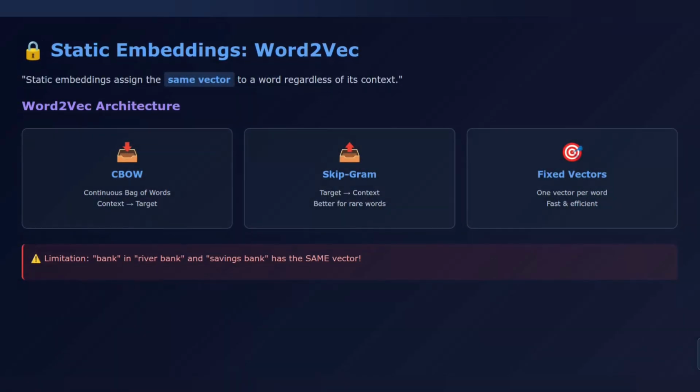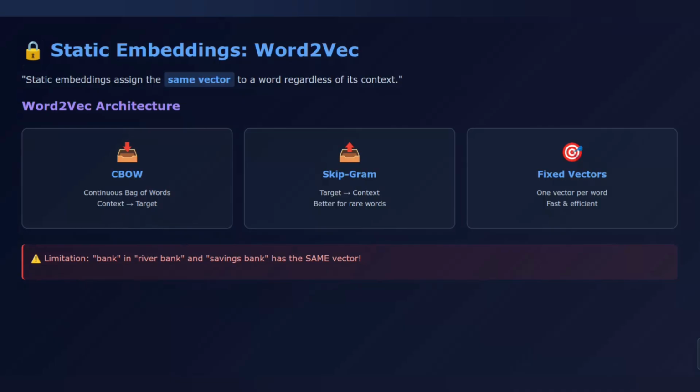Now let's talk about our first category, static embeddings. Static embeddings assign the same exact vector to a word regardless of what context it appears in. The most popular static embedding models are Word2Vec by Google and GloVe by Stanford. Word2Vec works by looking at the surrounding words, which we call a context window, in sentences, to learn embeddings. It has two main approaches, CBOW, which stands for Continuous Bag of Words, and Skip-gram.